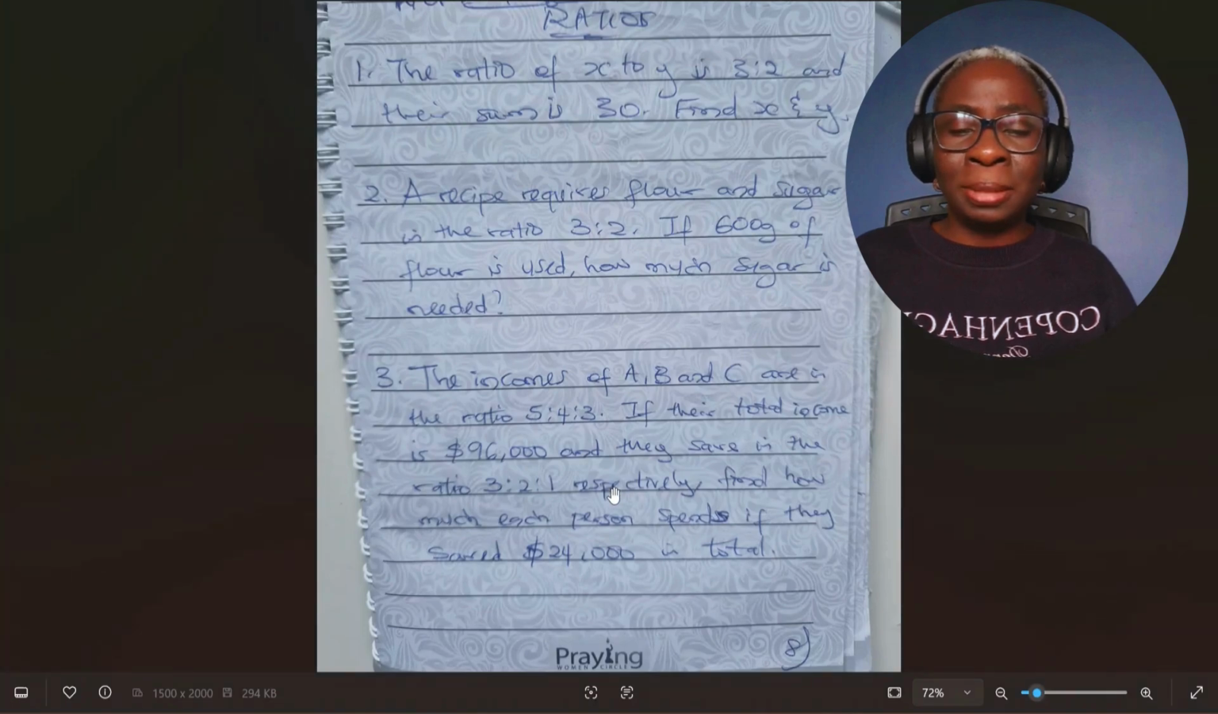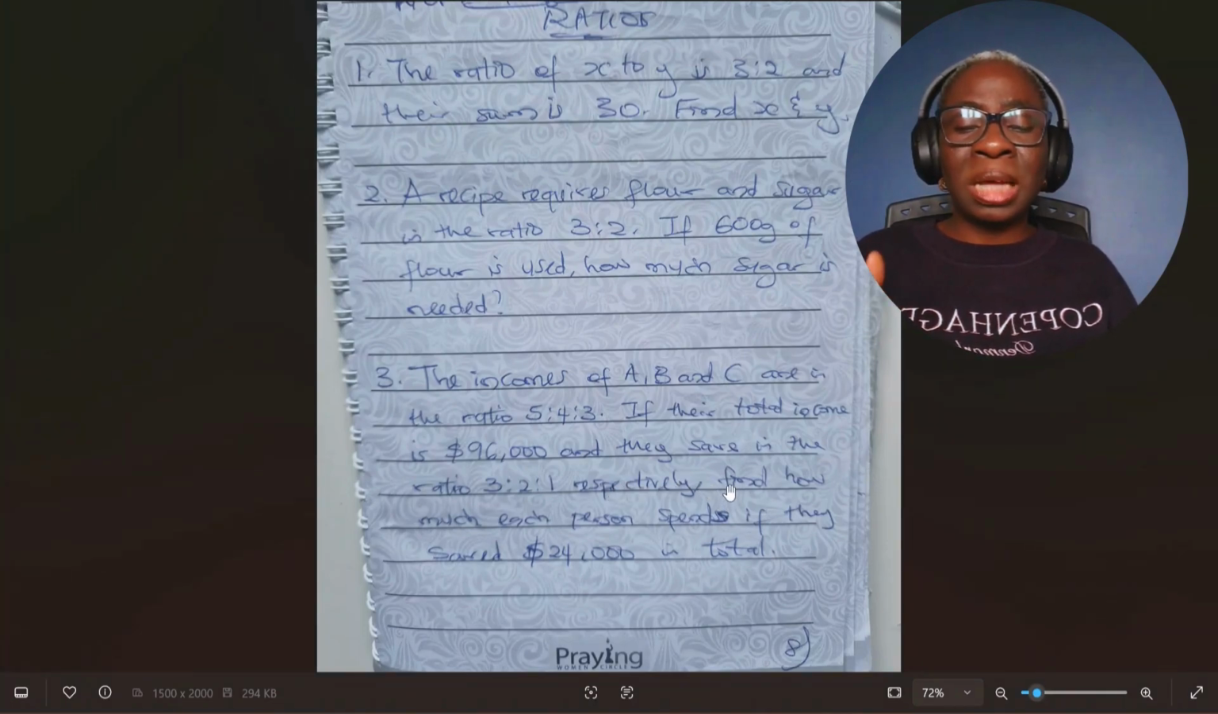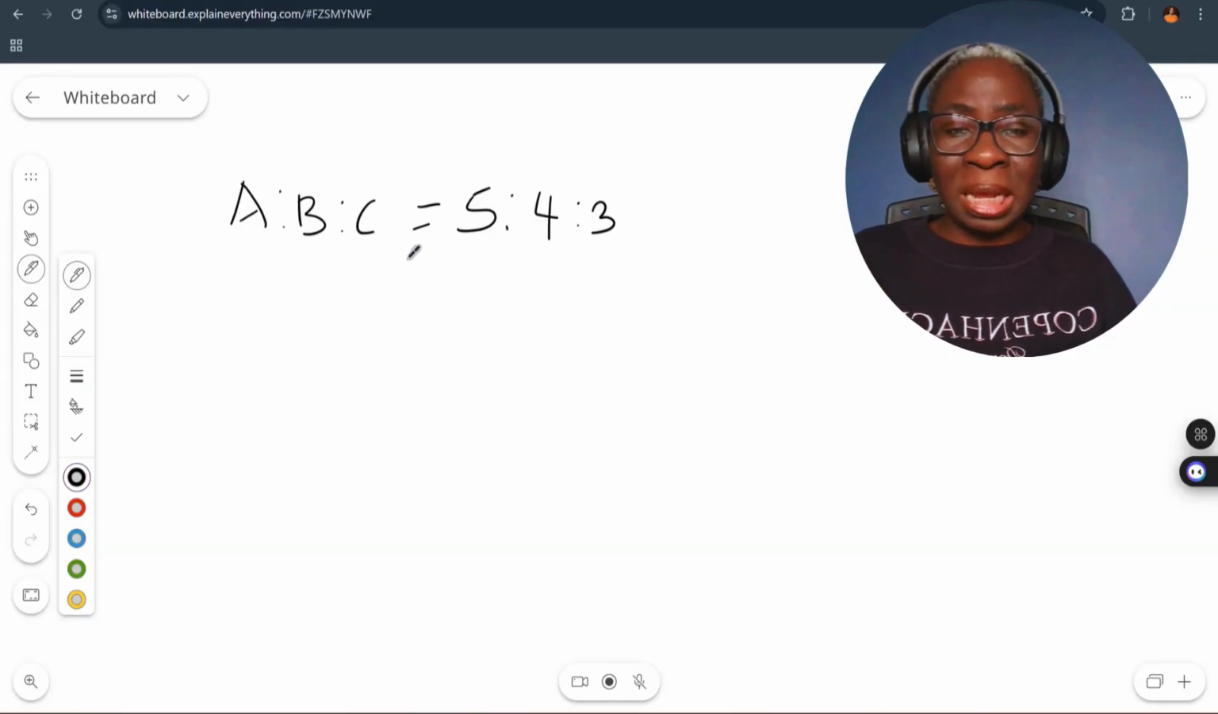Good. Then if their total income is $96,000, so their total income, that is if we add the income of A plus the income of B. First, let's find their total ratio.